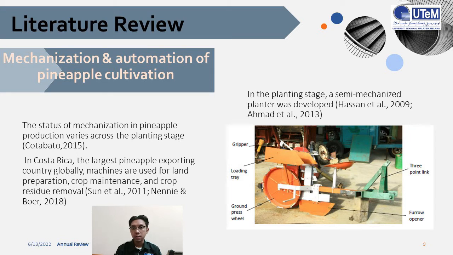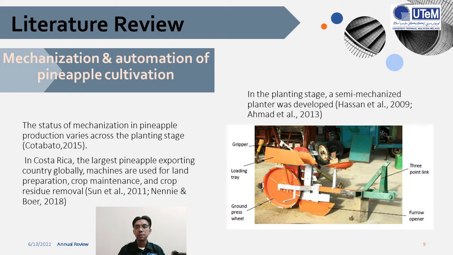Compared to Costa Rica, Malaysia's mechanization situation is very similar, where the land preparation stage, tilling of the land and bed preparation is fully mechanized. As mentioned by Hassan in 2005, in the planting stage, a semi-mechanized planter was developed.